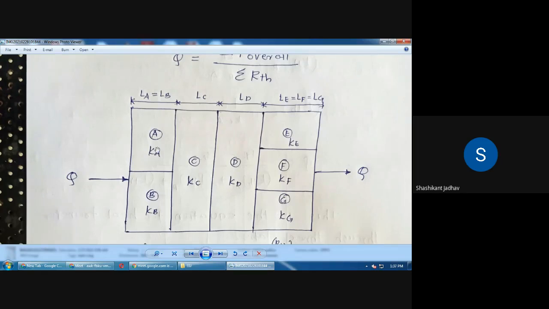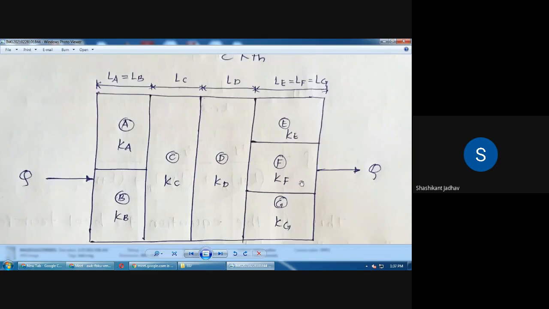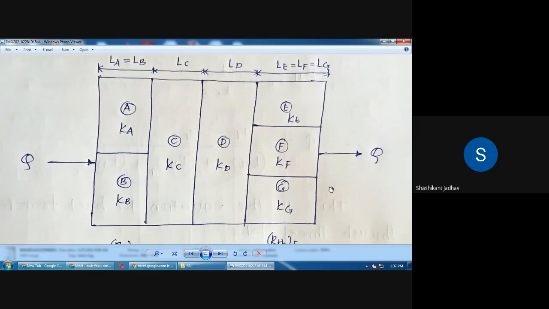And according to that layer, thermal conductivity is given. For layer A, Ka is there. For layer B, Kb is there. For layer C, Kc is there. For layer D, Kd is there. Okay, and for layer E, Ke is there. For layer F, Kf is there. For layer G, Kg is there. And for this total component, the heat transferred through this particular component is nothing but Q amount of heat transferring through the component. So at the left hand side Q is there, and at the right hand side Q is there.